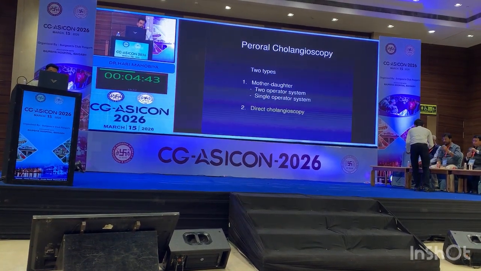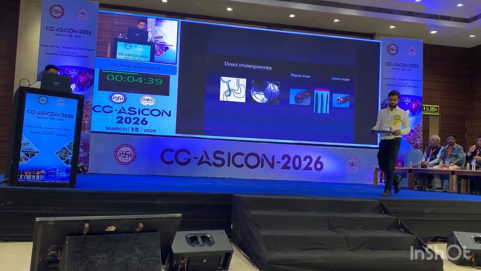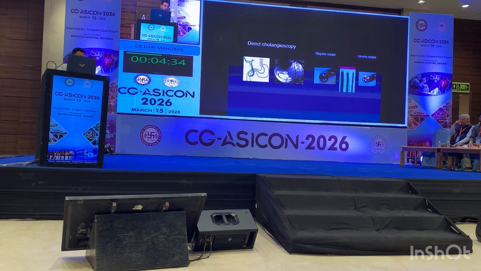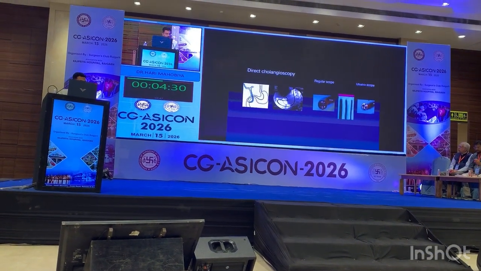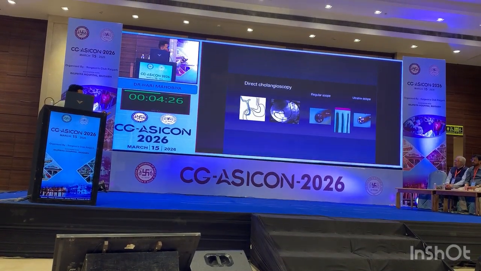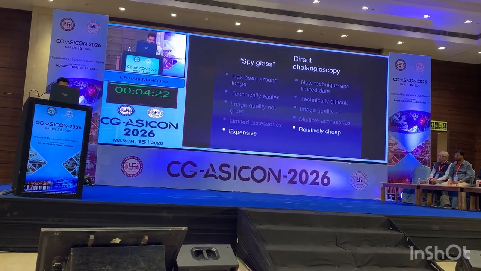And the second one is direct cholangioscopy. Direct cholangioscopy uses a single ultrathin scope which we insert directly through the mouth and push inside the CBD. It is very difficult to do. It requires using a guide wire or balloon-guided insertion inside the CBD.